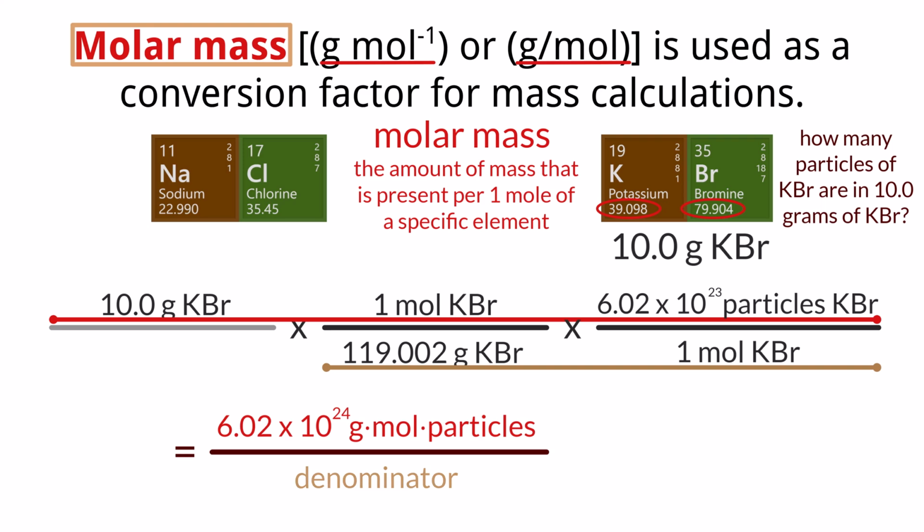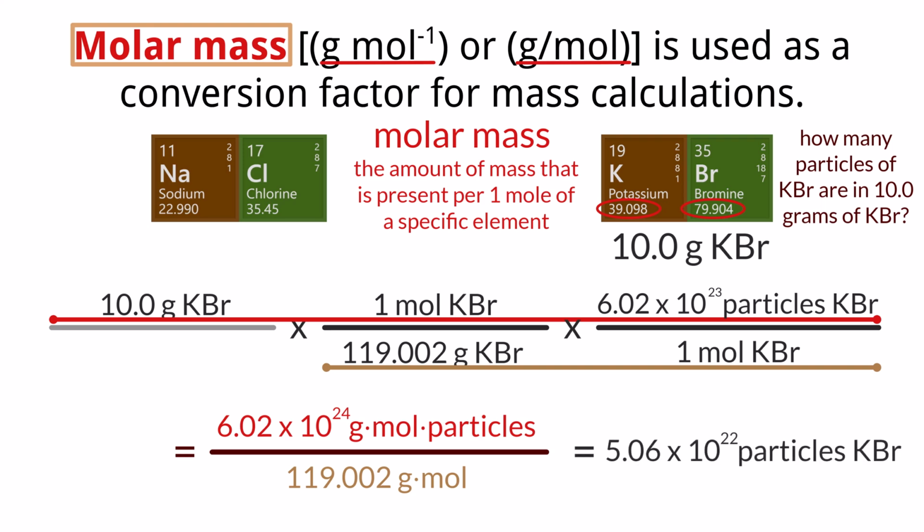119.002 grams times 1 mole equals 119.002 grams moles. Lastly, C, divide the resulting numerator by the resulting denominator. 6.02 times 10 to the 24th divided by 119.002 equals 5.06 times 10 to the 22nd particles. You can see how the grams and moles canceled in this step and left us with the value we calculated using the separated method. Either way will get you the same answer as long as it is calculated correctly, but combining the steps may save you some time.